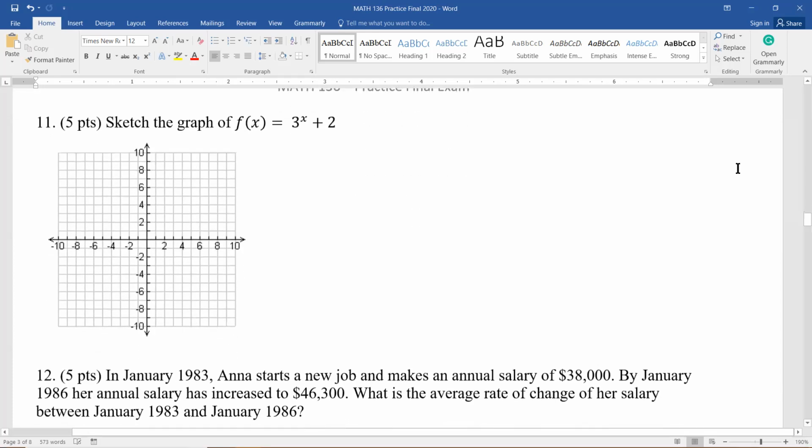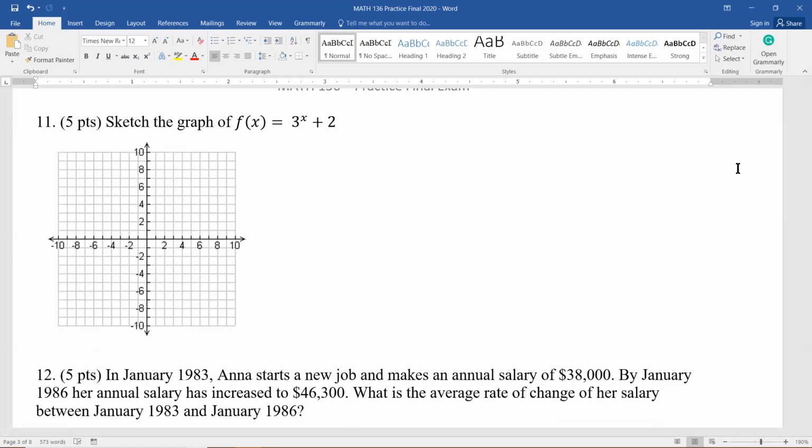For question number 11, we're going to sketch the graph of f of x equals 3 to the x power plus 2. So this is an exponential equation. When we solve exponential equations, we always tend to use those same 5 values in our t-chart. So in my t-chart, I'm going to use -2, -1, 0, 1, and +2. Just going to take all of these numbers and plug them into the original right here for x.